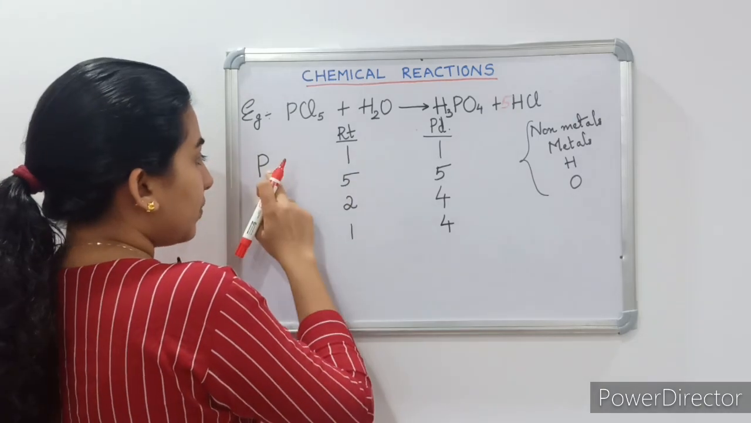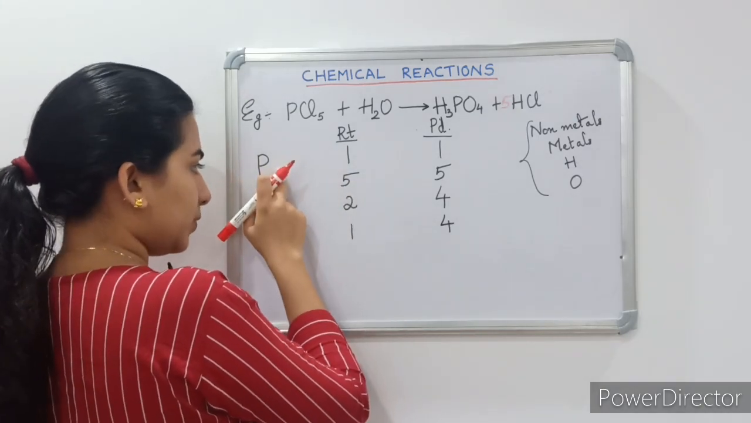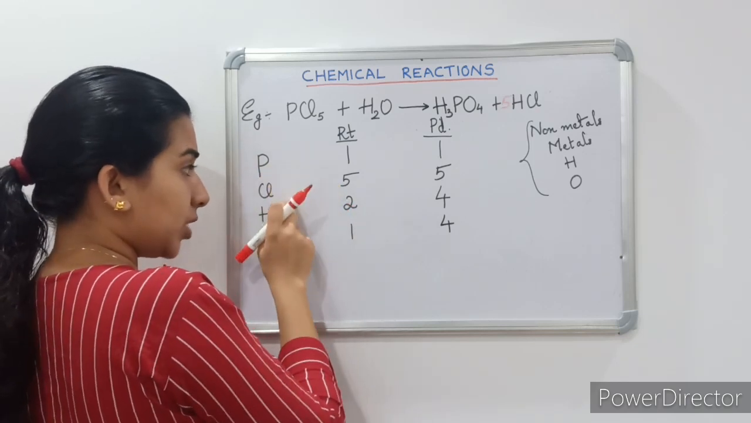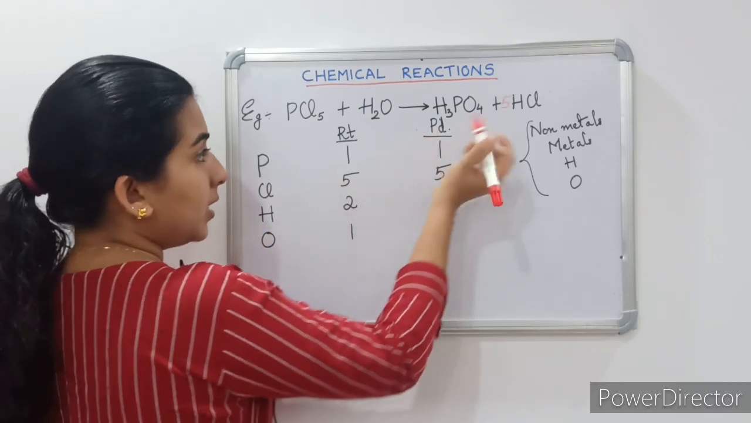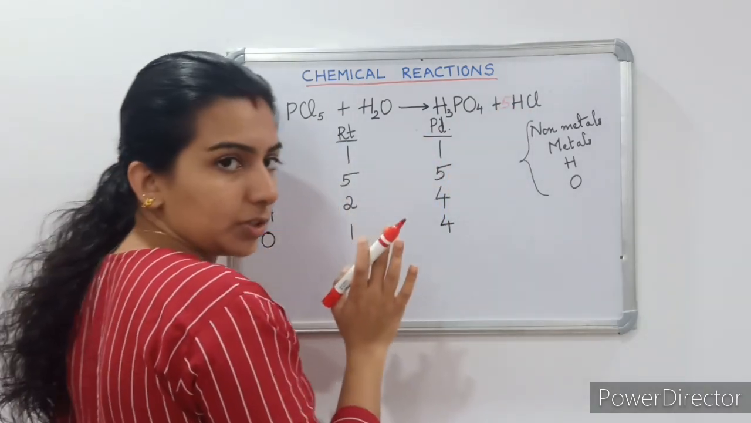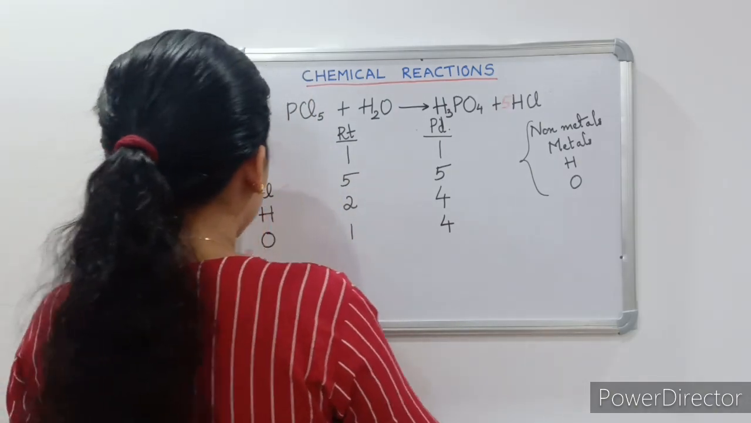First we have balanced chlorine, then we have gone for phosphorus. So after balancing phosphorus, we have to check the balancing of chlorine. Chlorine, here it is 5, here it is 5. So there is no alteration for chlorine. So both these are balanced.